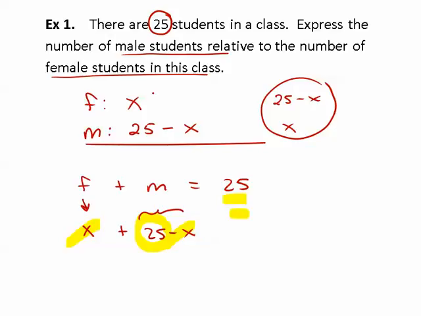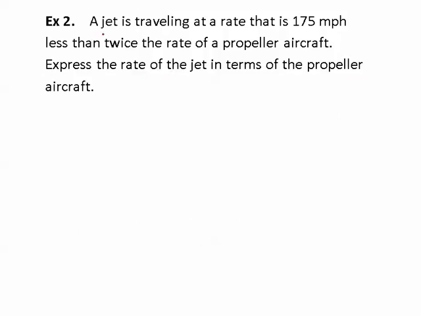All right, let's move on to example number 2. Number 2, a jet is traveling at a rate of 175 miles per hour less than twice the rate of a propeller aircraft. Express the rate of the jet in terms of the propeller aircraft. So here again we have two things. We have the jet, and then we have the propeller aircraft. Now it says the jet is traveling at a rate that is 175 miles per hour less than twice the rate of the propeller aircraft.